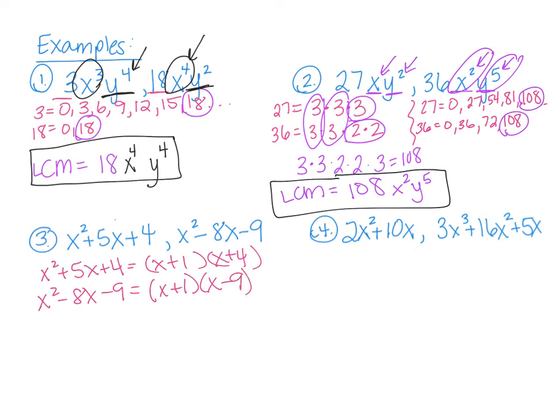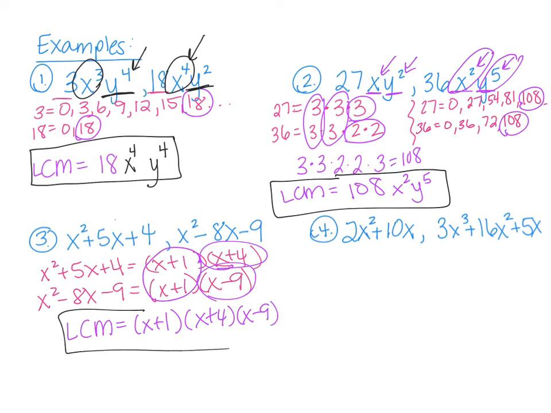All right. So now to get my least common multiple, remember I'm going to list all of the factors. If they share it, I just list it one time. So I only need to write the x plus 1 one time. Then I need my x plus 4. And then I need my x minus 9. And that's going to be my least common multiple. Okay, so I think this one's actually kind of easier as long as we're good at factoring. I'm telling you what, that factoring is not going away. It will be here on almost everything we do.